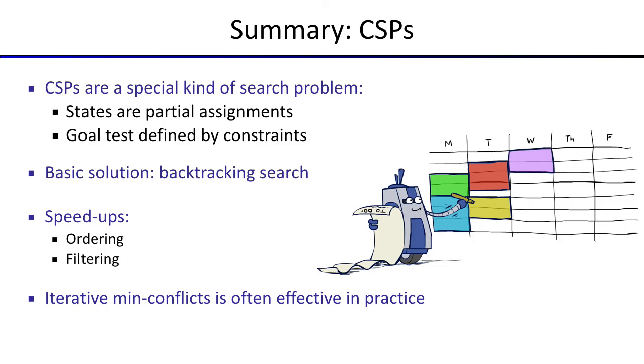And those improvements specifically were filtering, that forward checking algorithm that's very simple. Every time you assign something, remove any conflicting values in the neighbors' domains. And ordering, which is the minimum remaining values heuristic. If you have a bunch of different variables that you can assign next, pick the one that is already most constrained. And then iterative min conflicts, the one we just saw, often very effective in practice.